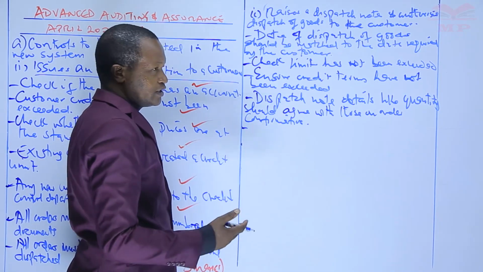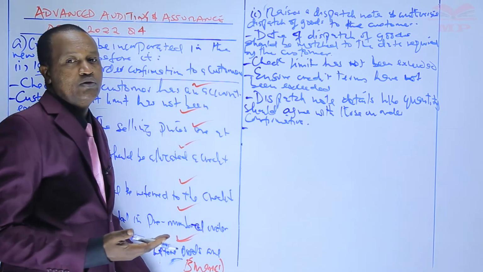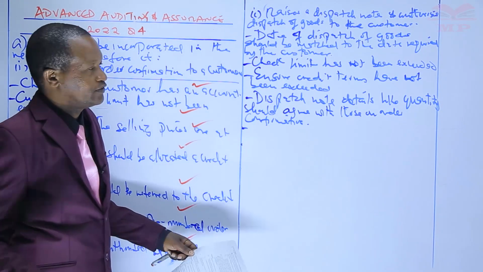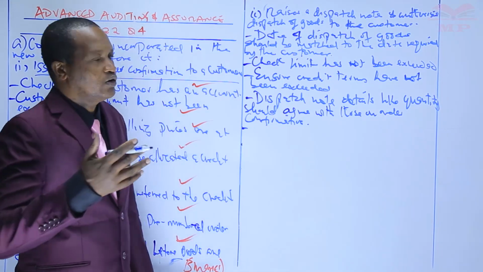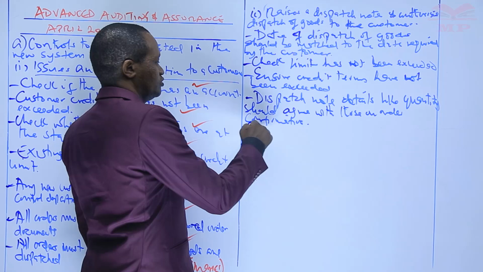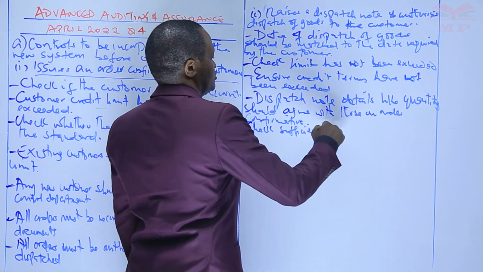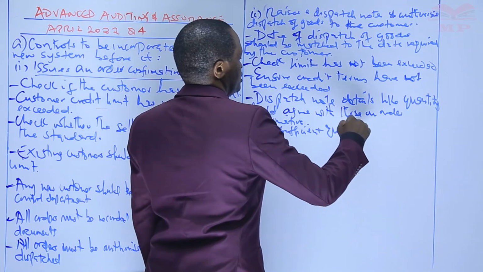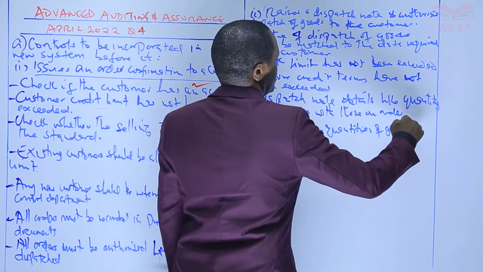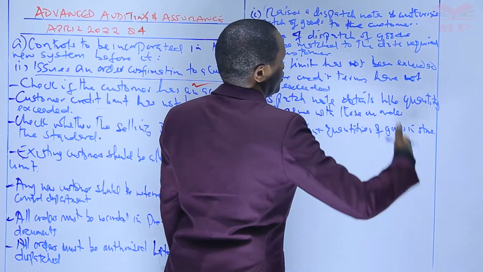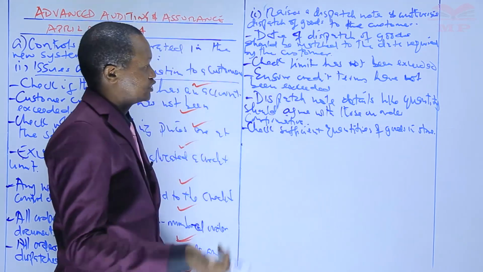Then it's important to check if there are sufficient quantities in the store. All right? You need to check if there are sufficient quantities of goods in store. Before dispatch, it's important to check that there are sufficient quantities of goods in store.